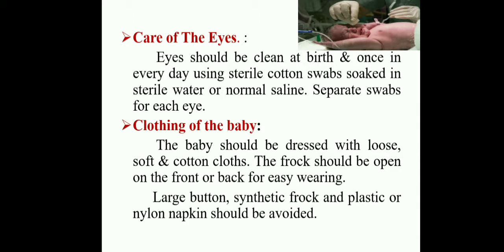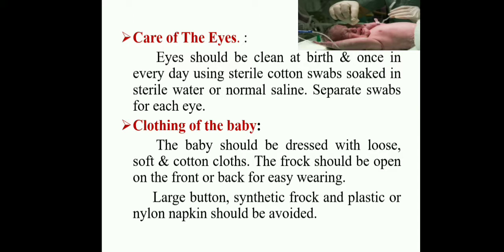You should wipe the eyes from where to where? From the inner canthus, the starting point of the eye near the nose, to the outer canthus. We should clean with one stroke, one sterile cotton swab, one stroke, and then clean from where to where?